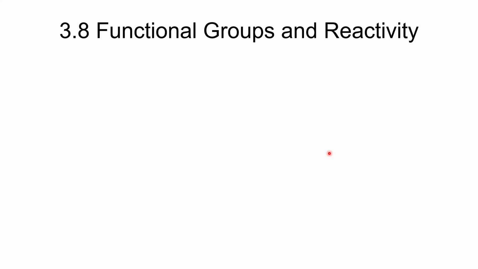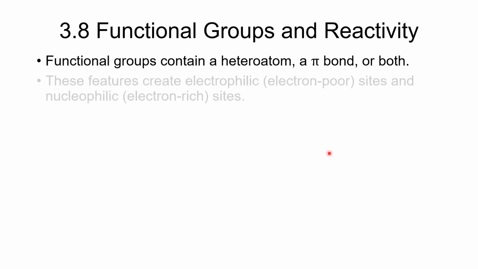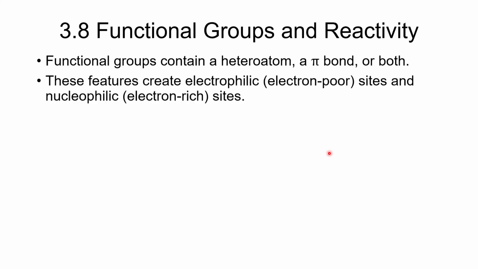Functional groups and reactivity. So we want to look at this last little bit here. Functional groups contain a heteroatom and a pi bond, or both. If it doesn't contain either of those, then it is an alkane and doesn't have much interesting functionality to it. But these different types of structures, either the heteroatom or the pi bond, will create electrophilic sites, which means electron poor. It loves electrons, so it's seeking out electrons. And then nucleophilic sites are electron rich, and they want to seek out a positive charge.